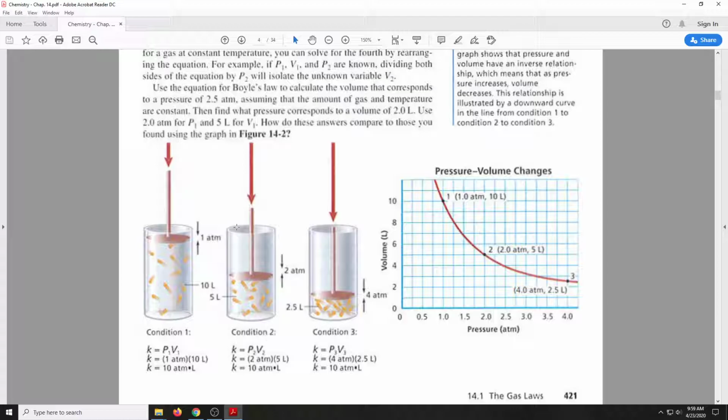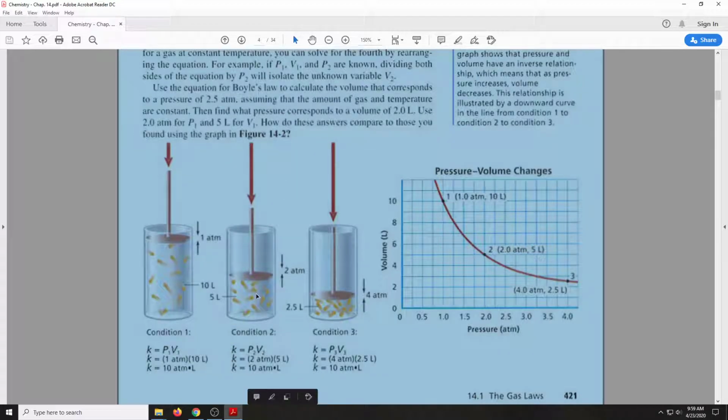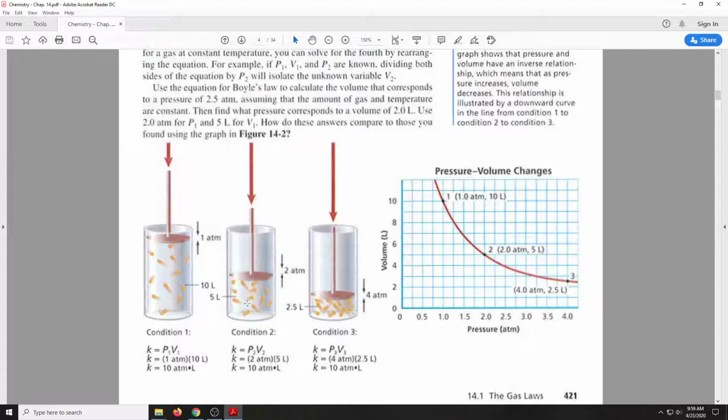If this middle one is like normal, we can say, as we squeeze this, as we compress it down, we see there's less volume, from 5 liters to 2.5 liters, but there's a lot more pressure, 4 atmospheres compared to 2 atmospheres. On the other side, if we release this a bit, we go from 5 liters to 10 liters, then we see that the pressure actually decreases. So we get more volume, but less pressure.